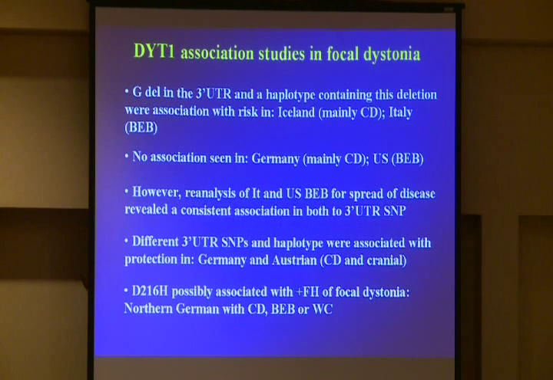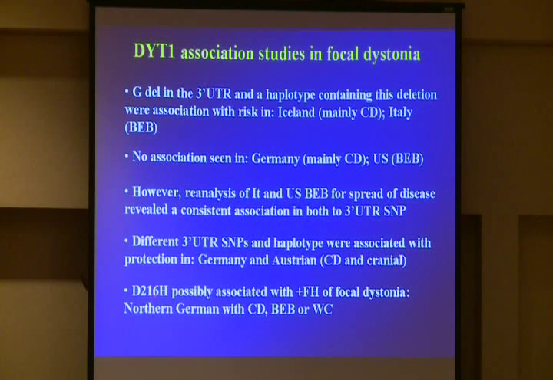So now, if we ask the question slightly differently, we actually get consistent results. And then there's a different SNP in the end of the gene that's been associated with protection in a German and an Austrian cohort, mostly with cervical dystonia, but with some cranial.